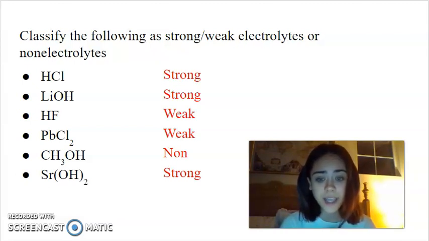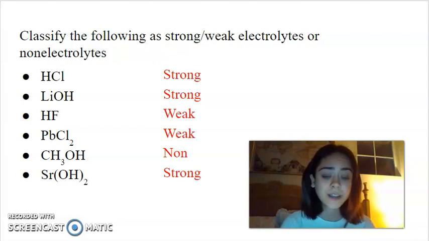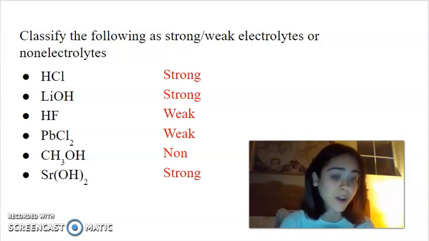Strontium hydroxide, once again, this is a metal hydroxide. This is a strong base. This is a strong electrolyte.